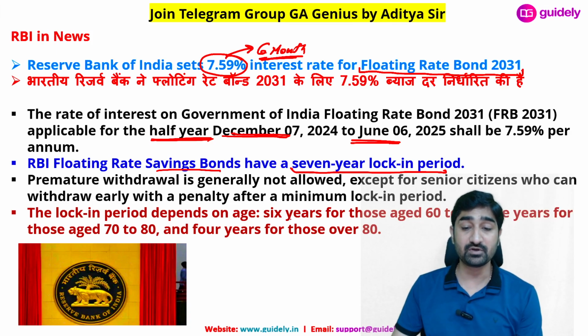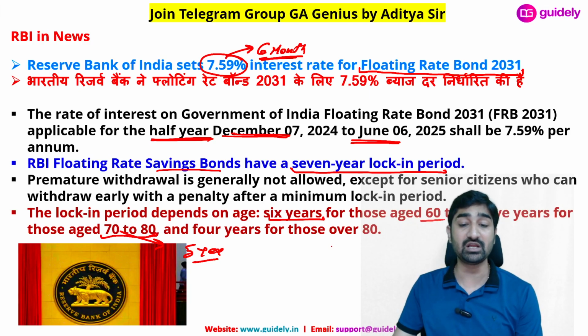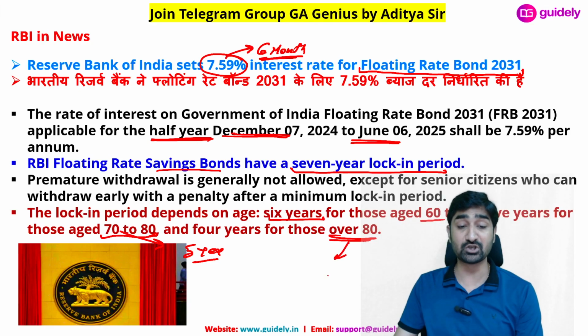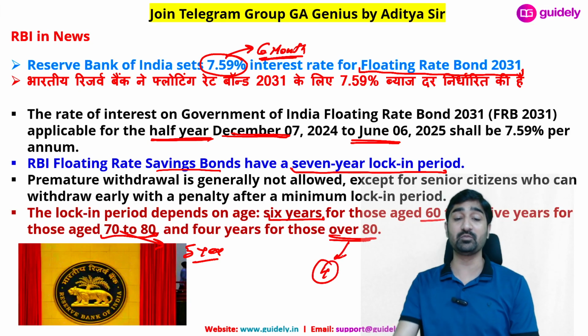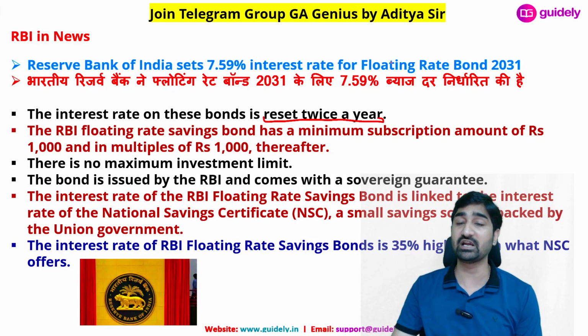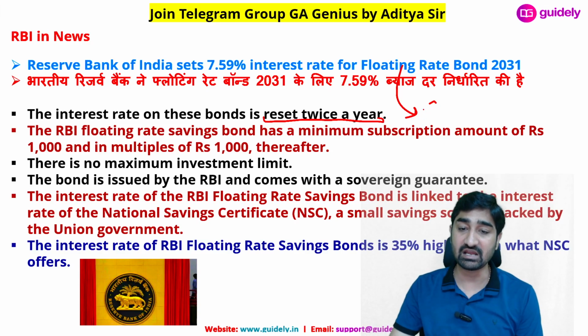In case of senior citizen, it is 6 years. Those who have age between 60 to 70, it is 6 years. It is 5 year lock-in period in case of the senior citizen between 70 to 80, and for the super senior citizen, age above 80, this lock-in period is 4 years. So this is the lock-in period for everyone. Okay. Reserve Bank of India resets it twice in a year, means floating rate, this rate of interest can increase or decrease in every 6 months.